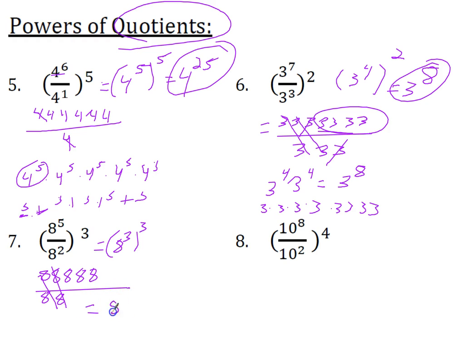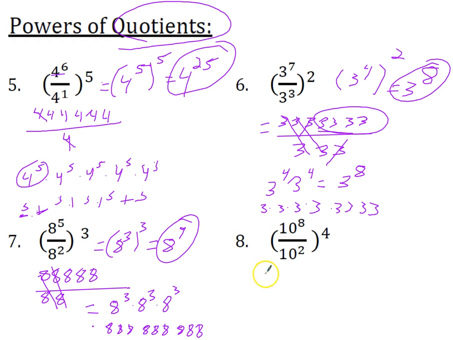Which is going to be 8 to the 3rd times 8 to the 3rd times 8 to the 3rd. So I get 3 8s from the first one, 3 8s from the second one, 3 8s from the third one. So in total, I have 9 8s. So it's going to turn into 8 to the 9th.